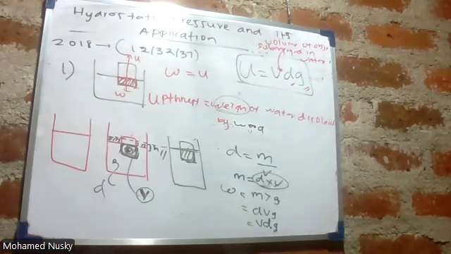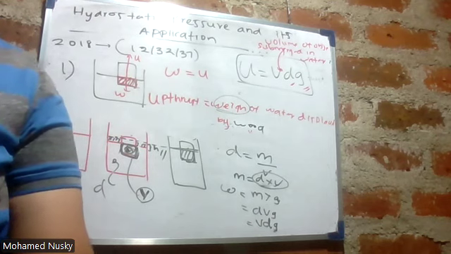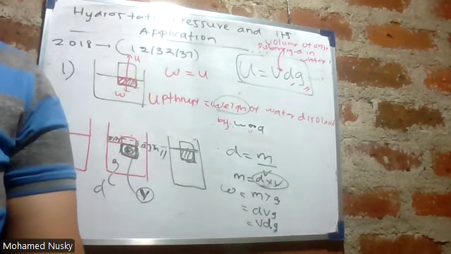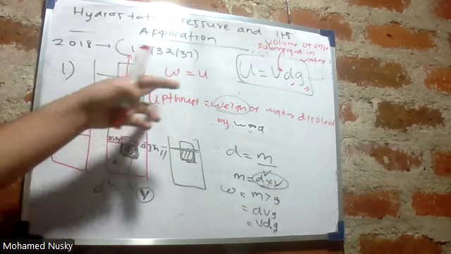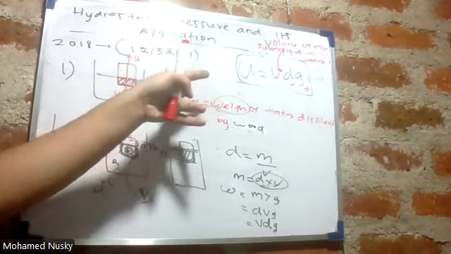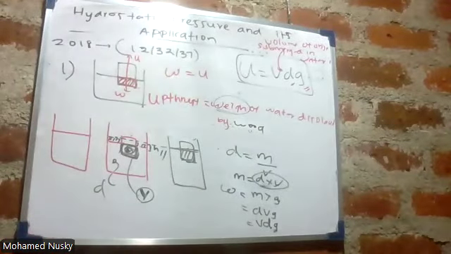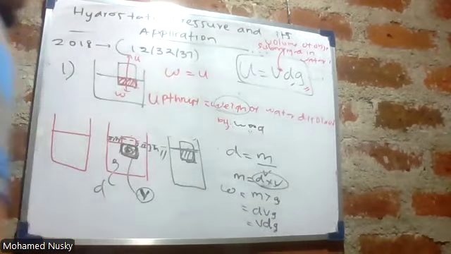Now in the 12th one, the first statement: upthrust exerted by the liquid on A is equal to the total weight of A. Yes, it's correct, that is what I have said. Upthrust is equal to the total weight of A. Therefore, the first statement is correct.